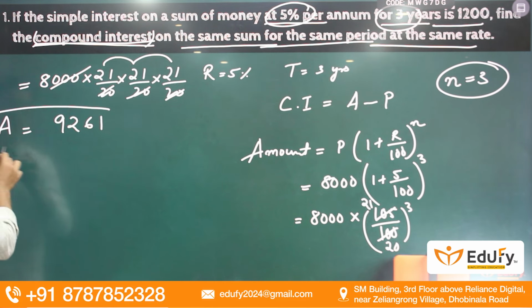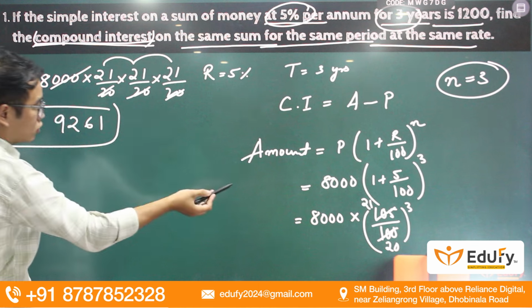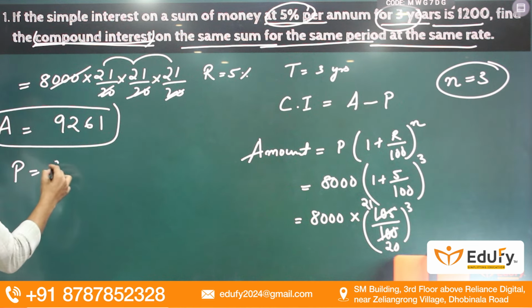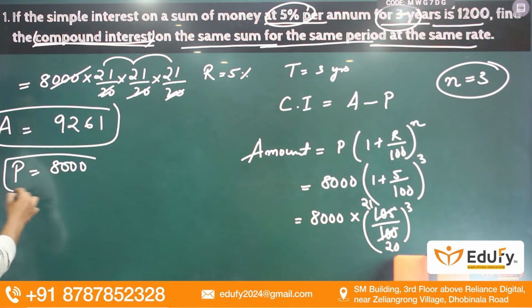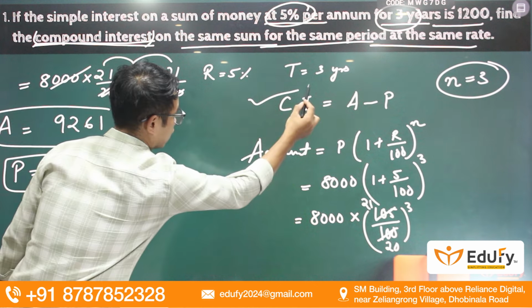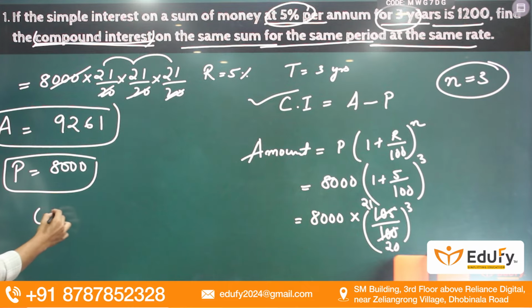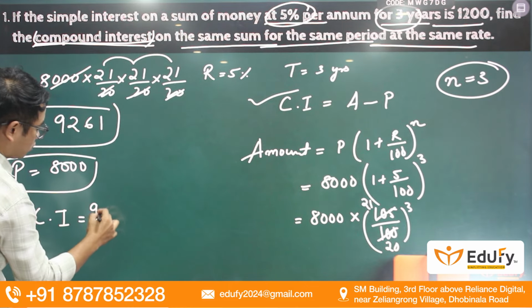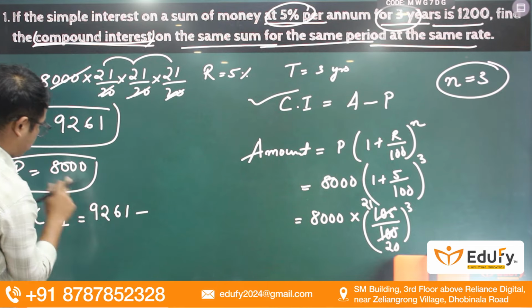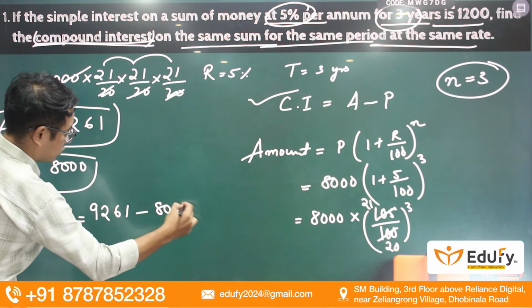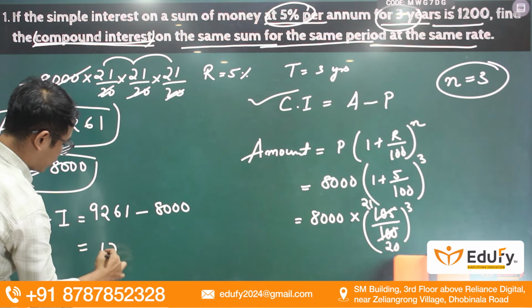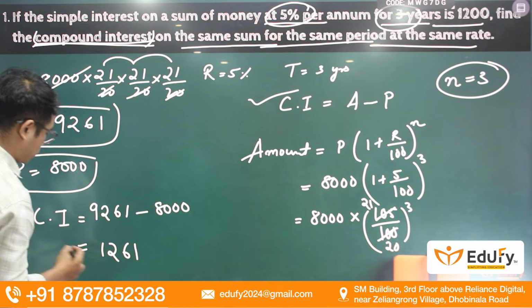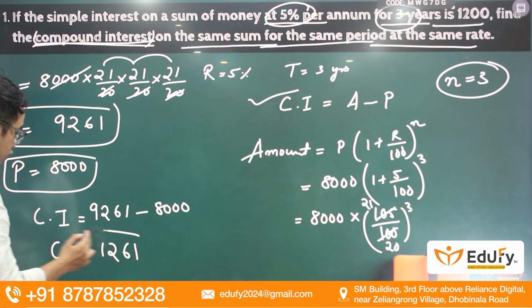Okay, so you have your amount. We have our principal as 8,000, which was mentioned earlier. So now we just have to find out your compound interest. Compound interest is amount, which is 9261, minus your principal, which is 8,000. So here your value of compound interest is 1261. So this is your compound interest.